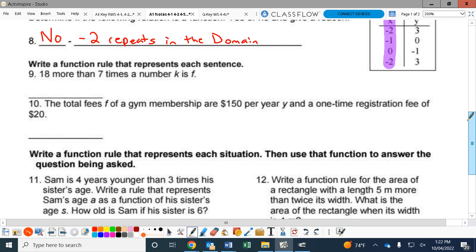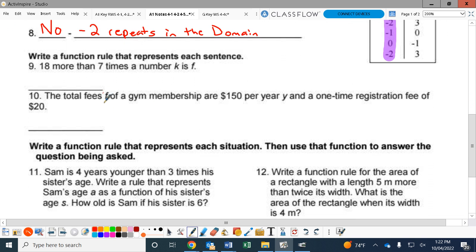Write a function rule. Guys, you're going to have a section where you have to write it, and then you're going to have a section where you're going to write it and solve it. Okay? So this section right here says 18 more than 7 times the number k is f. Guys, it's equal to f. F is going to be your what? Out. The one that's your answer is your out. That means k is going to be your in. So when you write the function notation, it's going to be f on the outside and k on the inside. It's f of k.